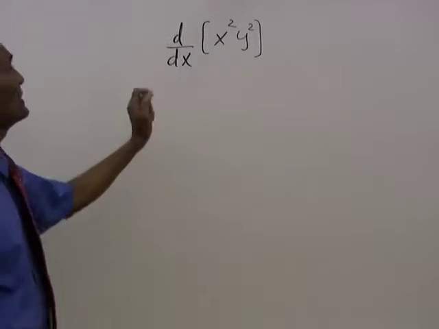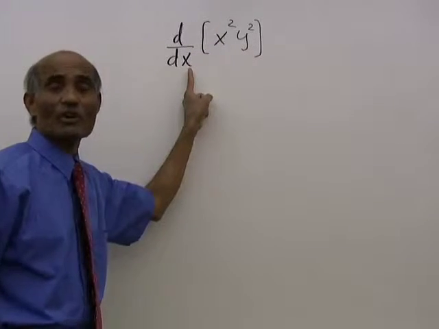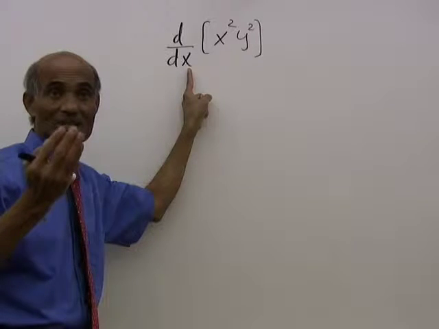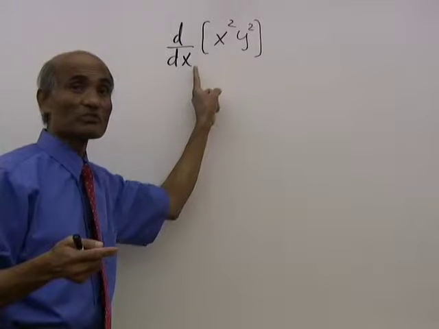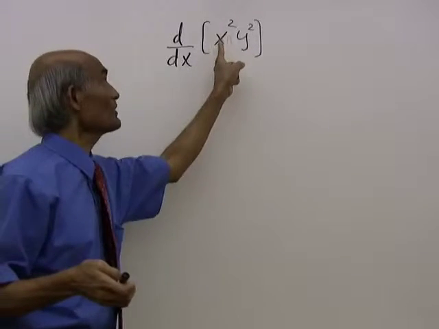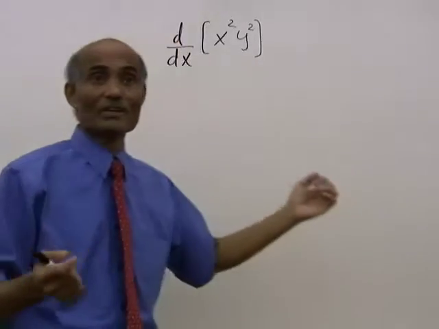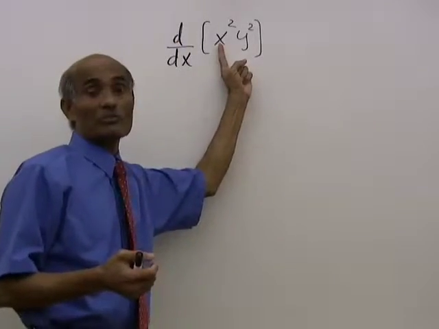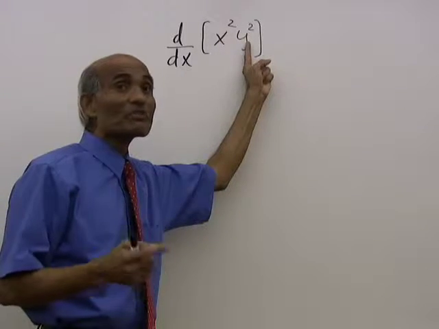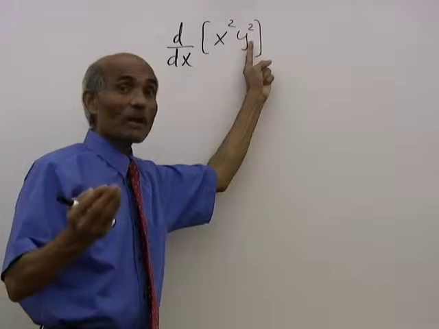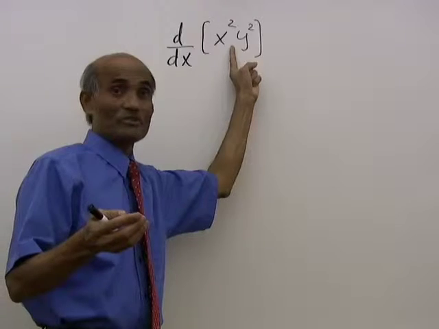Alright, let's find the derivative of this quantity with respect to x. It is always important to look for that independent variable. We are finding the derivative of this quantity, x squared times y squared, with respect to x. First of all, it is a product, so use the product rule. How does the product rule work? First function times the derivative of the second function plus the second function times the derivative of the first function.